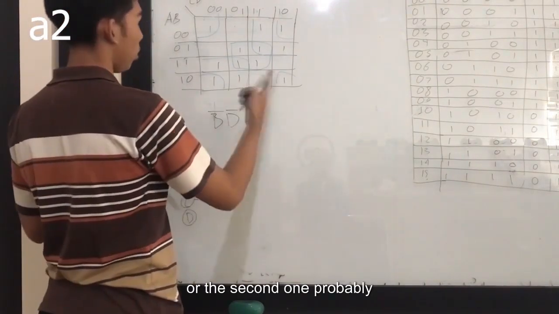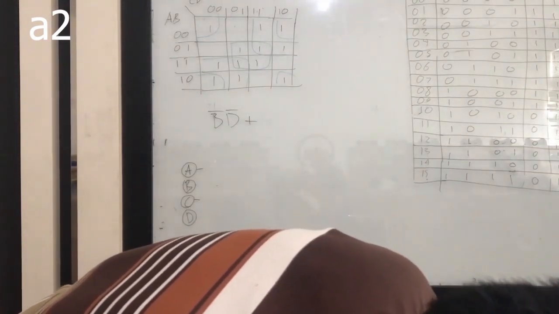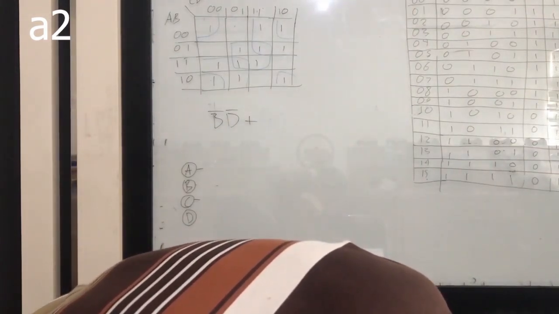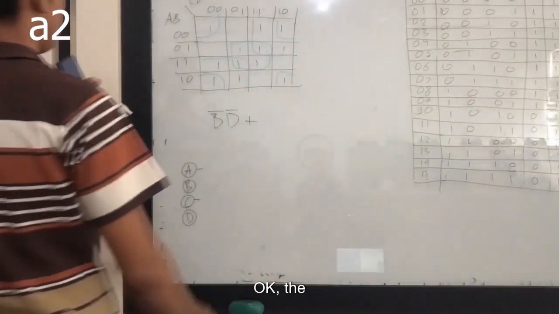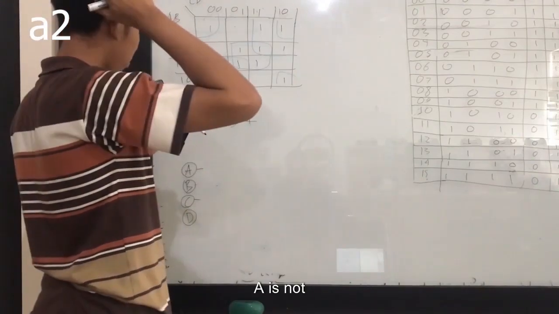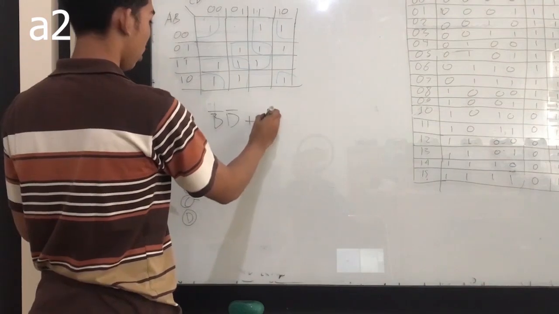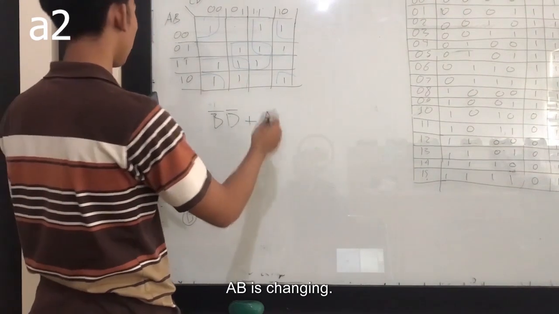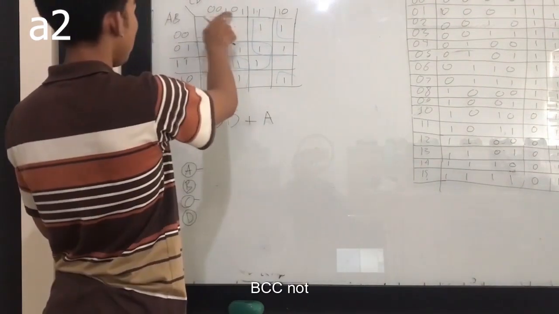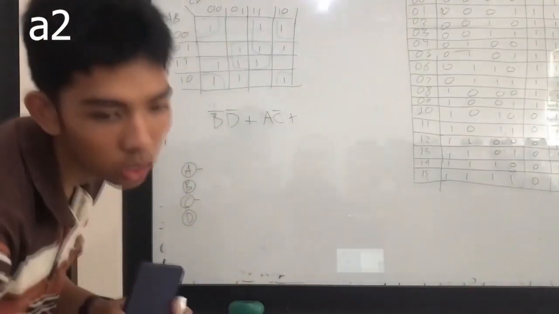The second one probably is AC. Okay, the second one is this. A is not changing, so probably A. B is changing, so there's not B. C not, and D is not. Okay, second.